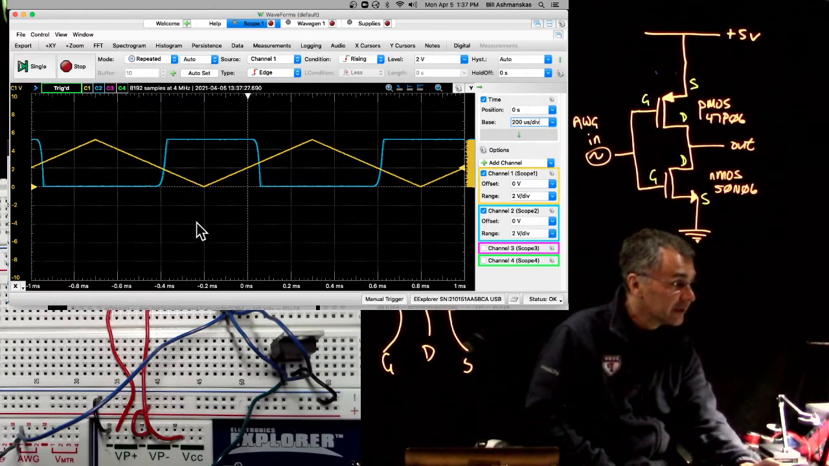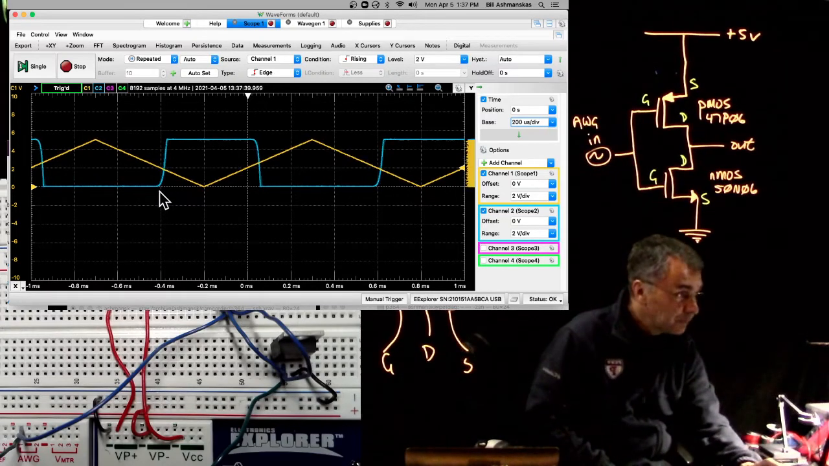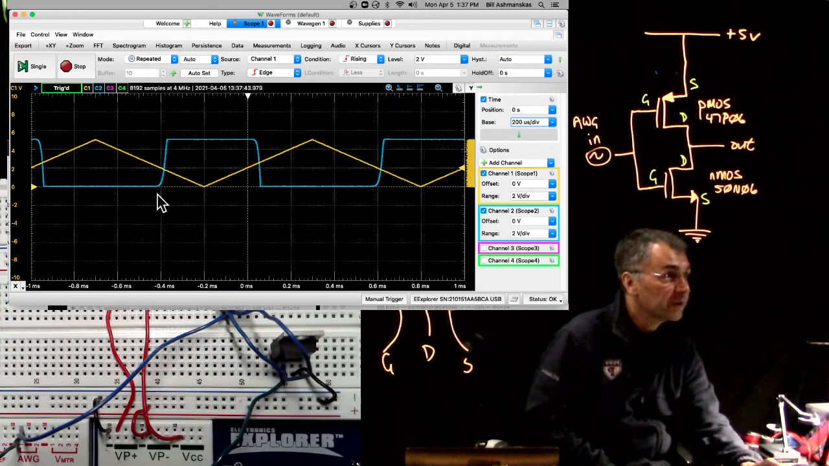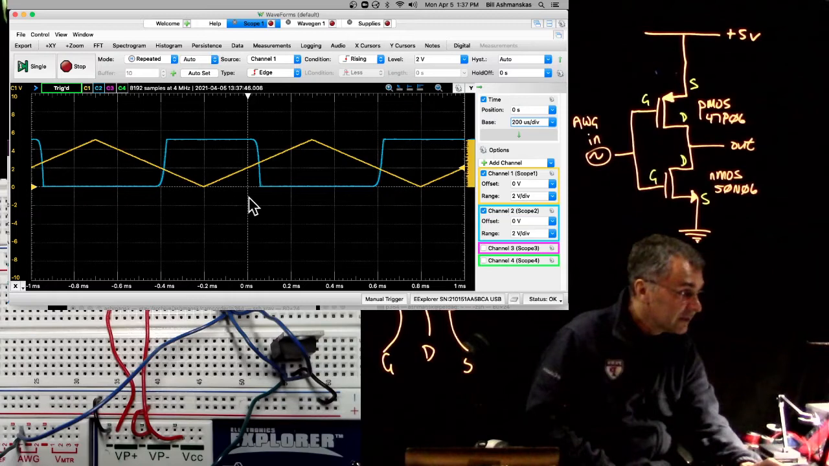Okay, so it seems like here, you can see, this must be the PMOS turning on at this point. And then this must be the NMOS turning on at this point.